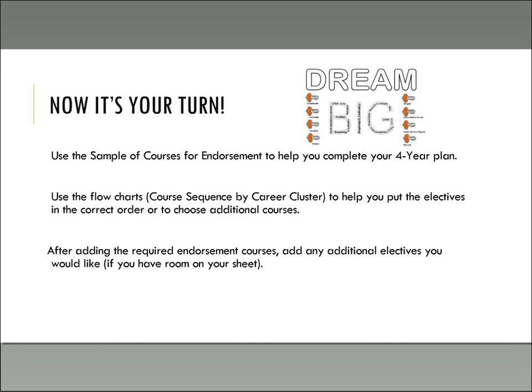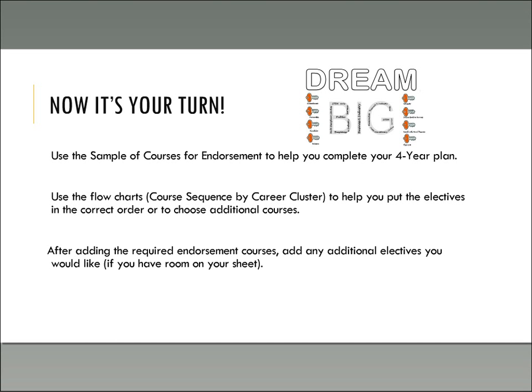So students, now it is your turn. What I want you to do is use the samples of courses for endorsement to help you complete your 4-year plan. So you have lots of different resources for you to be able to do this. You have the different examples that we just went over, and your teacher has copies of these examples available for you in the classroom so you can look at them. Take a look at page 25 and 26 in your student booklet to take a look at some of the sample courses that are available for each endorsement.